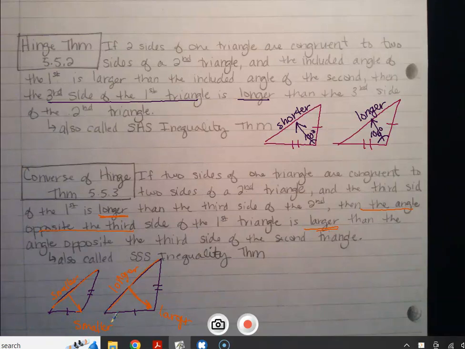So in the hinge theorem, we go from the angle to the side length. In the converse, we go from the side length to the angle. Does that make sense? So it's just a matter of which relationship do we know, and trying to find those relationships. All right, so then we've got some examples on the next page. So let's try those.